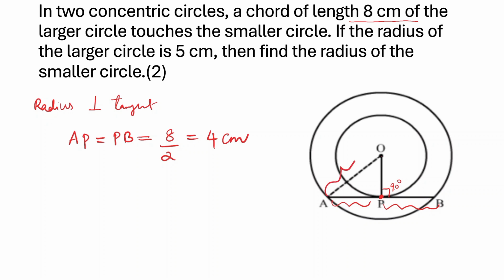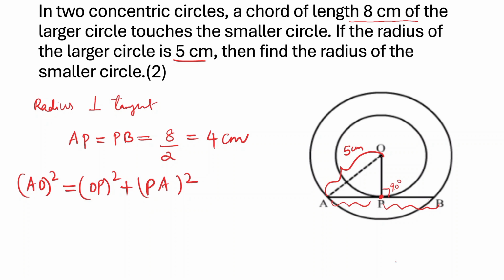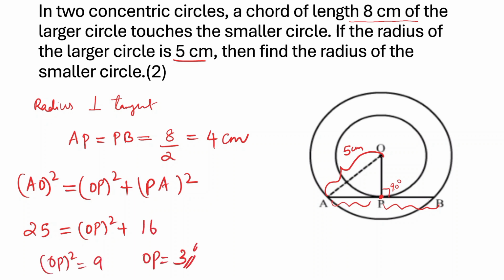And this is the radius of the bigger circle. The radius of the bigger circle is given as 5 centimeters. So you can use the Pythagoras theorem here: AO square equals OP square plus PA square. We don't know OP. AO square is 25 equals OP square plus PA square, 4 square, 16. So OP square equals 9. OP will be 3 centimeters. So you got the radius of the small circle. It is 3 centimeters.